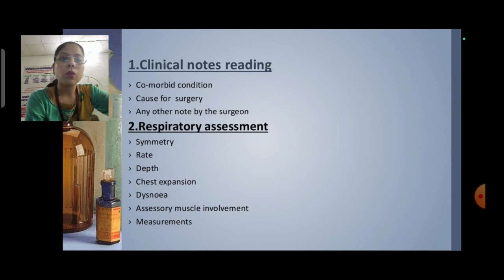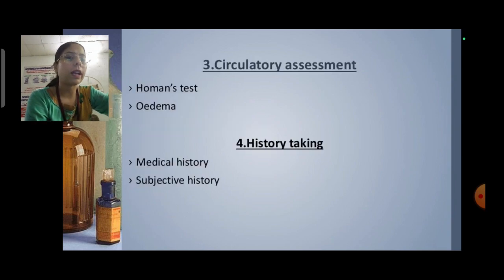Then proceeding on towards the respiratory assessment, we will look for the symmetry of the chest. We will look for the rate, that is respiratory rate, depth of the respiration, chest expansion, dyspnea. Dyspnea is the shortness of breath, accessory muscle involvement, and measurements of the chest expansion at the axillary level, at the nipple level and at the xiphisternum level. We will take that measurement with the help of an inch tape.